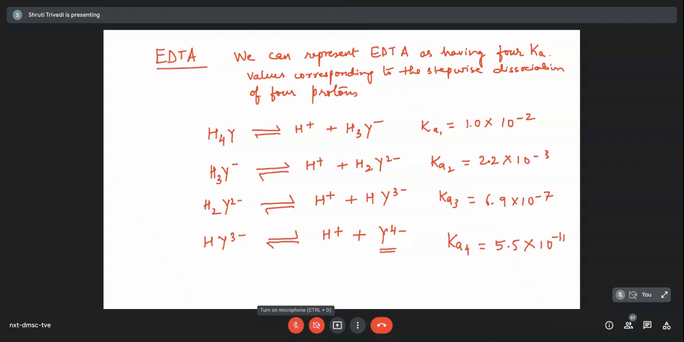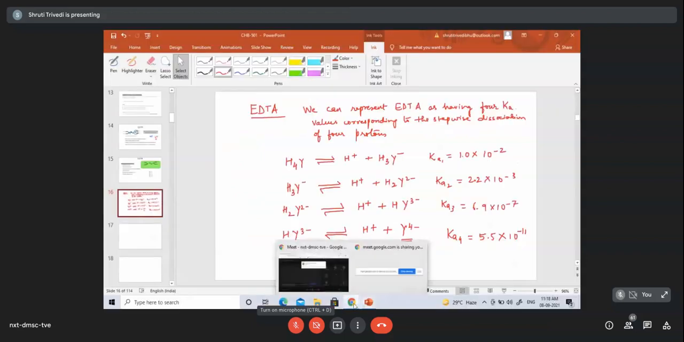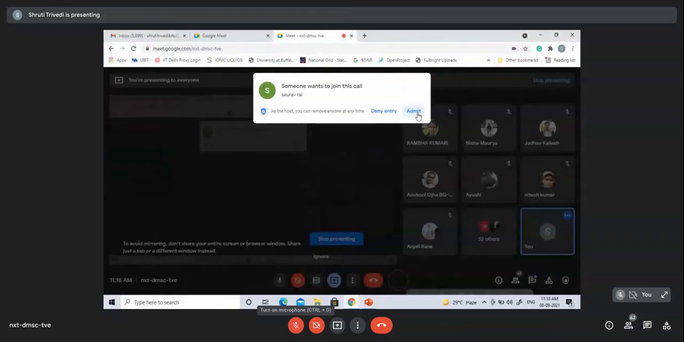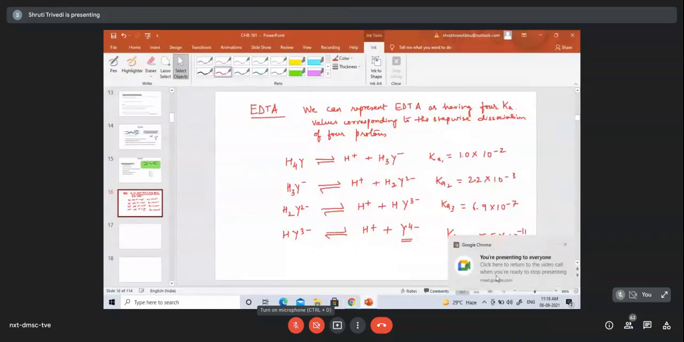So you can see there are four equilibrium steps which show different dissociation constant values. You can see one is 10 to the power of minus 2, this is 10 times lower, and this is much lower still. So you can see a significant difference between these values.